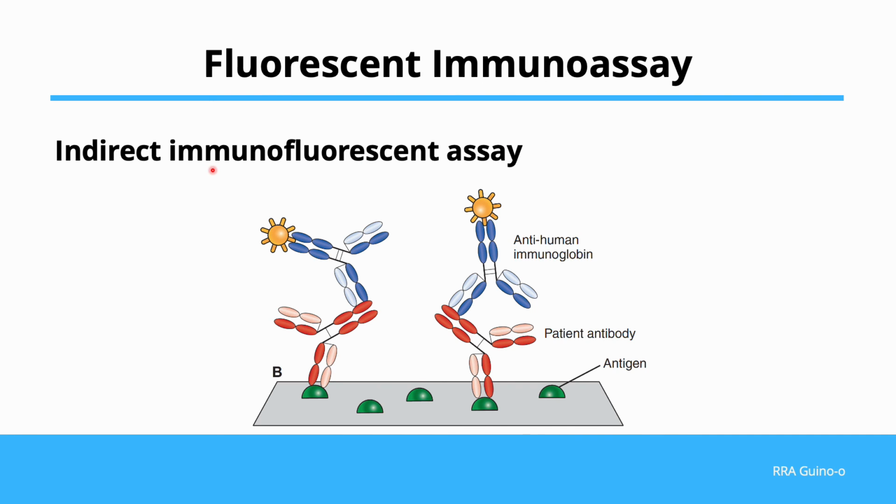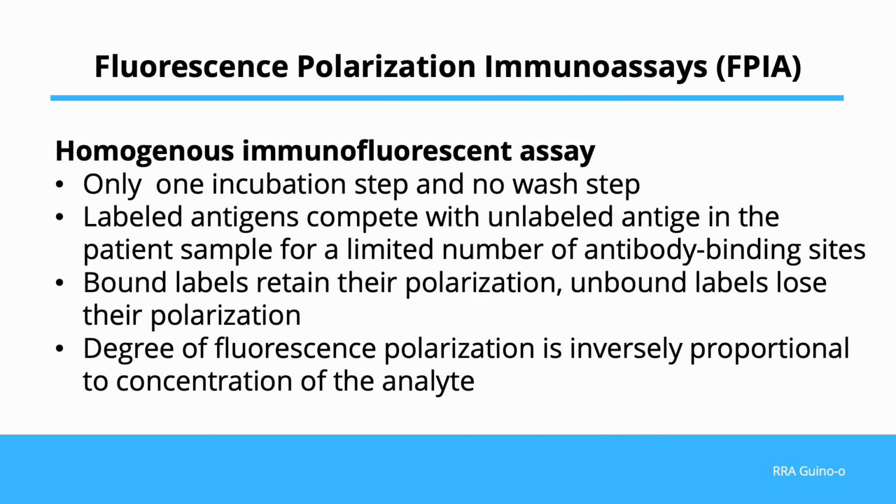Just like in the direct immunofluorescent assay, in the indirect assay, the amount of fluorescence that we detect is also equivalent or directly proportional to the amount of target in the patient sample. Both of the assays we just discussed, direct and indirect immunofluorescent assays, are examples of heterogeneous immunofluorescent assays.